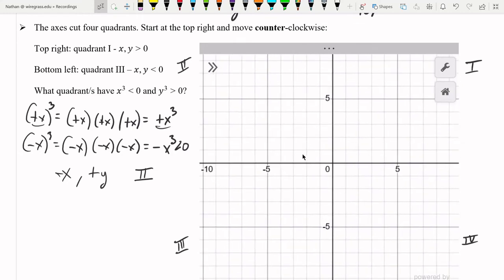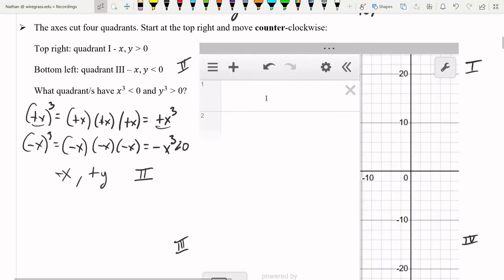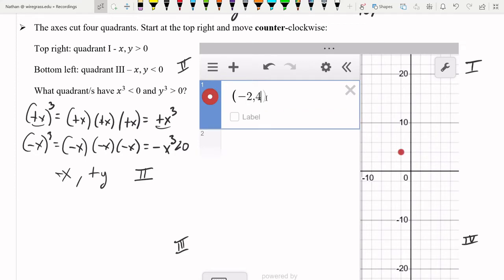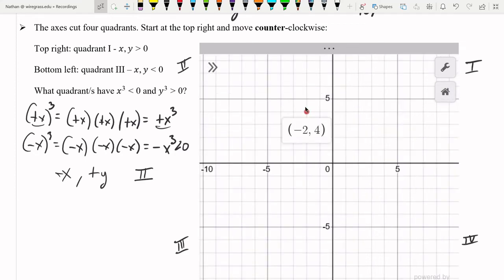Negative 2 is right here on the x-axis, right? Negative 2 is just right here. And then we go from this point up to 4 on the y-axis. The y-axis of 4 goes here. So from this point we go 1, 2, 3, 4. That is the location of the first coordinate. So we go ahead and show this in Desmos. Negative 2, 4. And you can see that is exactly what we found.